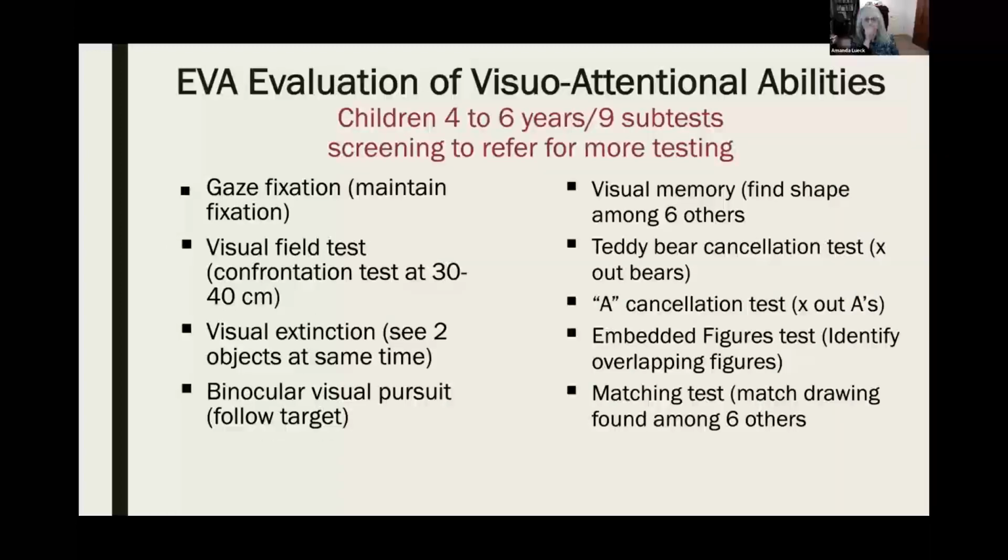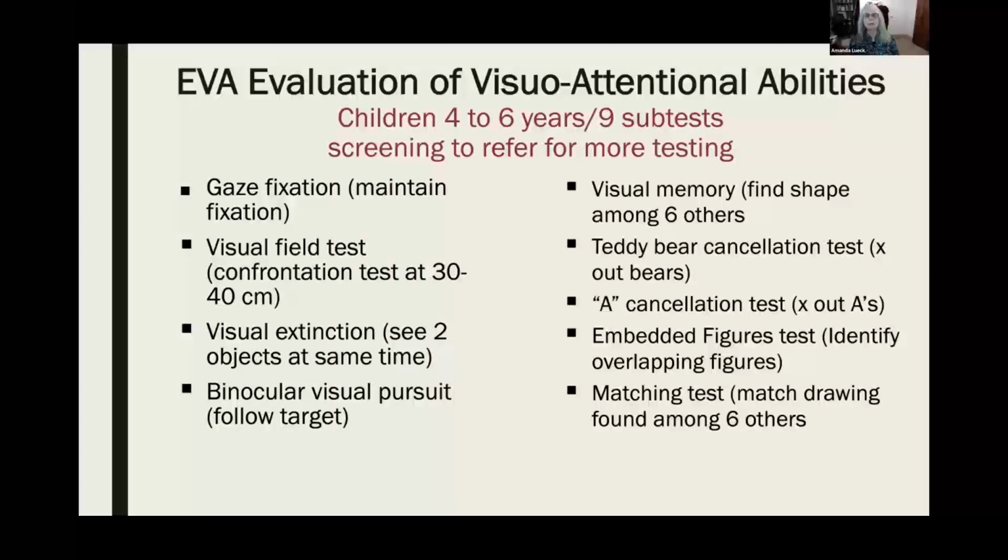Now, I mentioned that I would show you a test that had the teddy bear test and the cancellation test. And this is the EVA, the Evaluation of Visual Potential Abilities. And this was developed in France for children 4 to 6 years of age. And it's a screening test for children who have not been picked up for CVI, may have normal to near normal ability, but they have CVI, and if it's not picked up, they can certainly have trouble when they enter school and they have to do a lot of pre-academic and academic work.